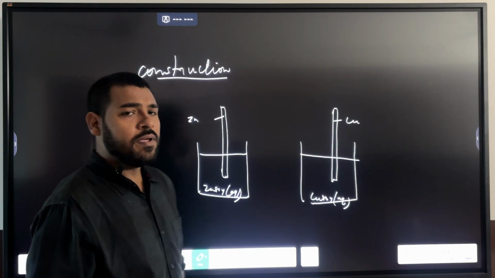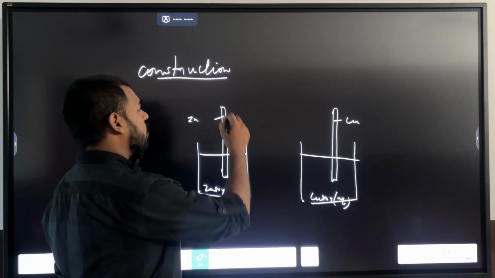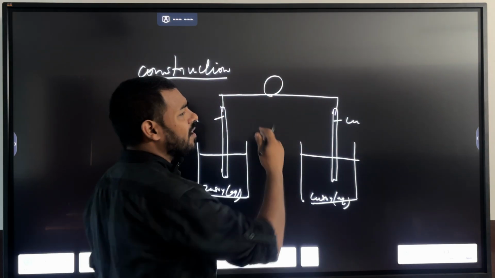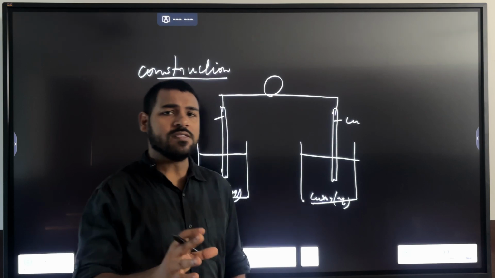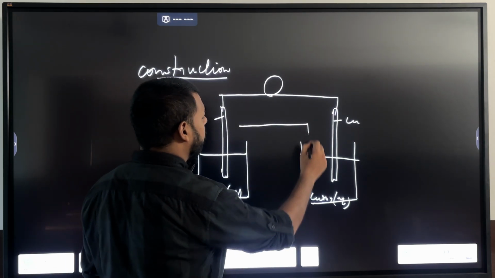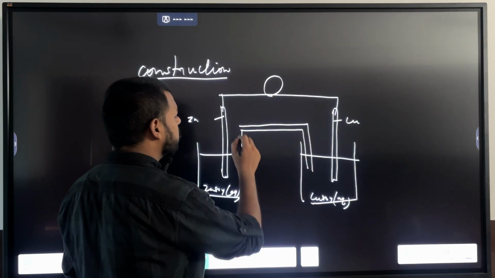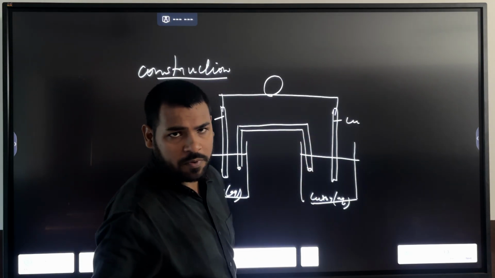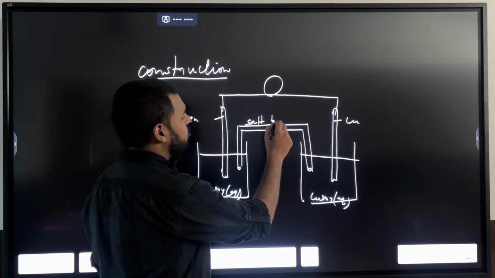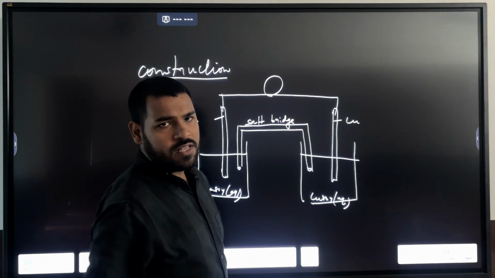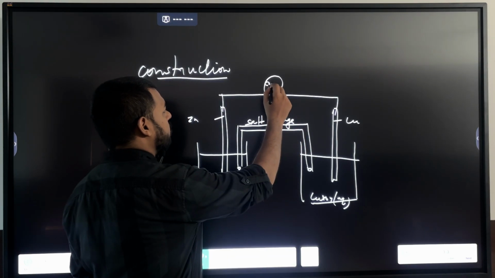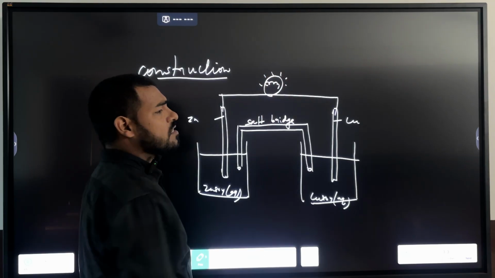After dipping these two electrodes, connect them with a wire, and between the wires you can connect a bulb or a voltmeter to measure the potential difference between the rods. Now the two beakers are connected by a small U-shaped glass tube, and that is called a salt bridge. We will discuss the salt bridge later. This is the basic construction, and when we connect the bulb here, the bulb will start to glow.